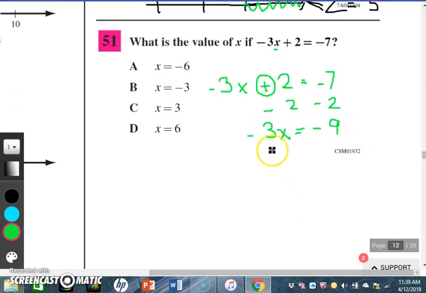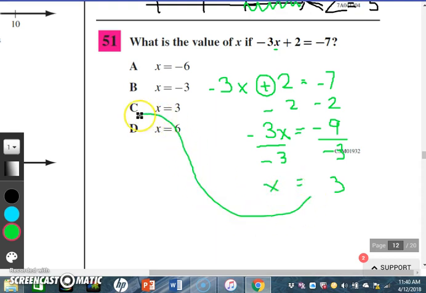Once again, some kids may get stuck here, but what you do is you divide by the coefficient. Fernando, what is the coefficient? What number is this? It's a negative 3. So we're going to divide by negative 3. As you guys know, we learned that a negative divided by a negative is a positive. And once again, we have x is equal to 3. This answer is letter C.